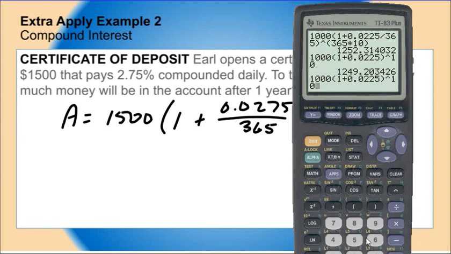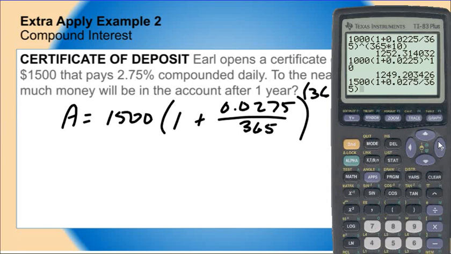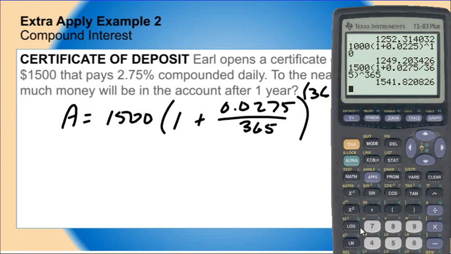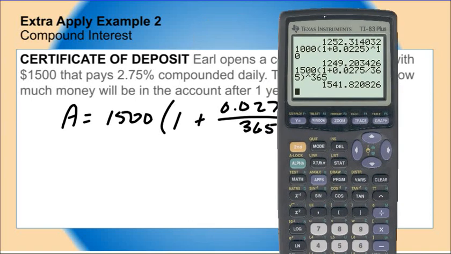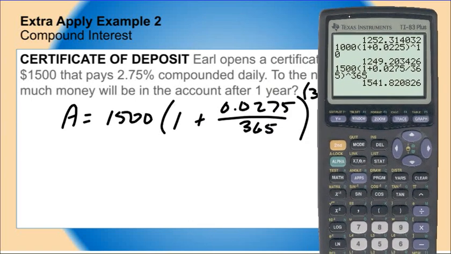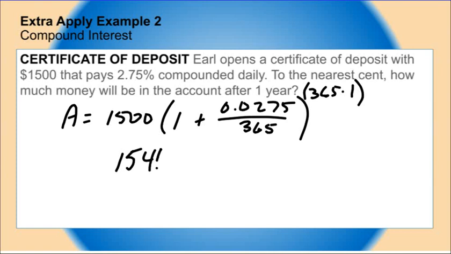On our calculator, add the numbers here, so that's 1,500 and 1 plus 0.0275. Divide that by 365. And then we're going to raise it to the 365 power. And that gives us $1,541. So it's to the nearest, I believe, nearest cents. So 1,541 and 82 cents would be the final answer.